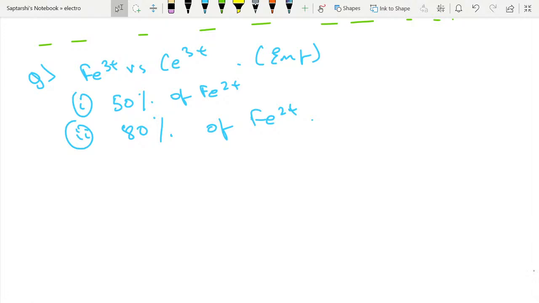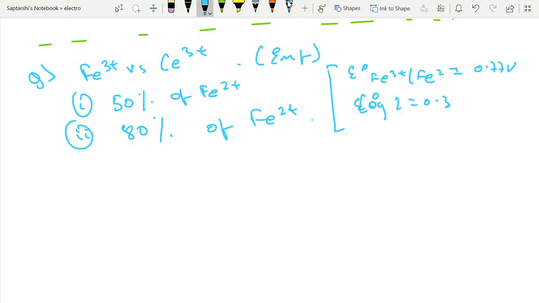The EMF value for Fe3 plus to Fe2 plus is given as 0.77 volt, and log of 2 is 0.3. It's given in case you don't have calculators, but these days we have calculators in most exams, so it's fine.